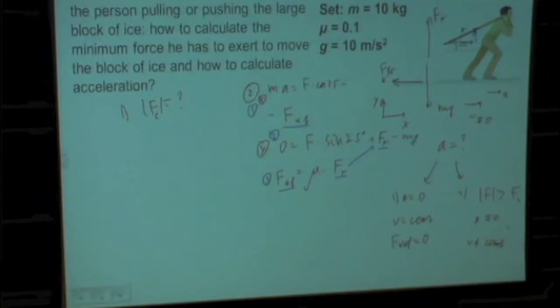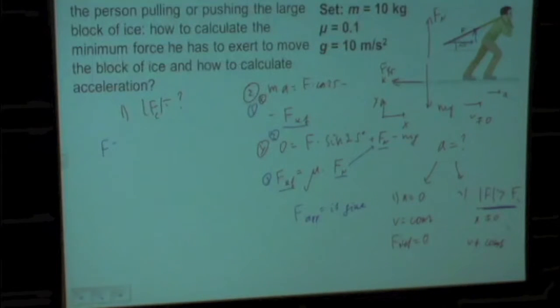Here we are assuming that we know the magnitude of the applied force. The applied force is given. We know it. We know it's above the critical value. What is the critical value? Well, for the critical value, we use exactly the same set of equations. We just set the acceleration to 0.